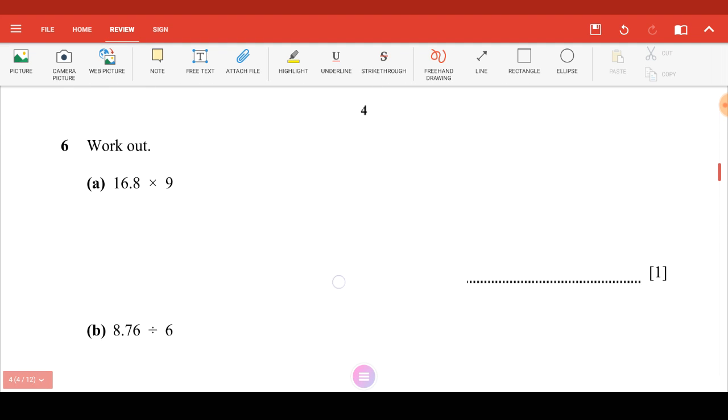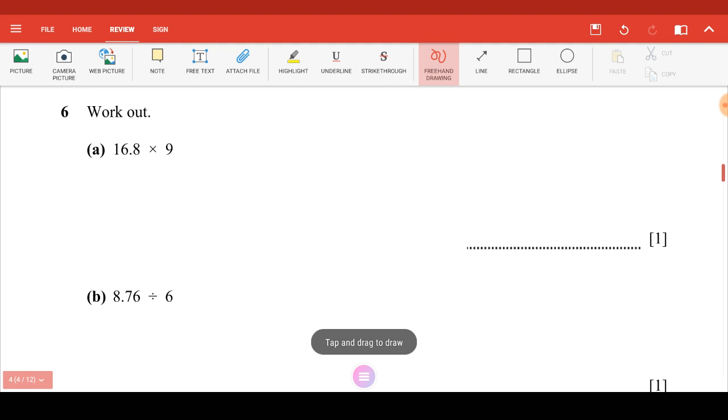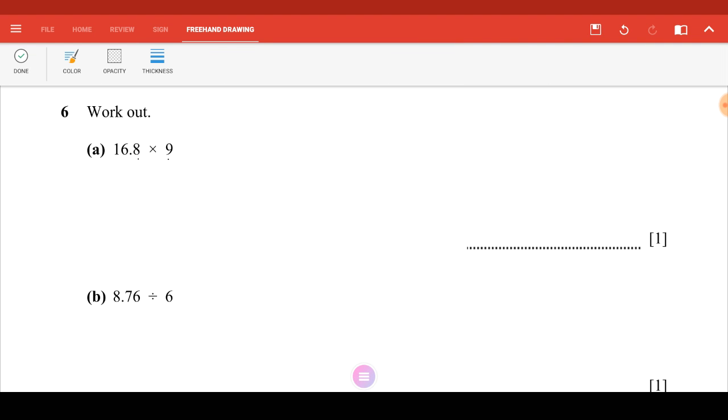Next, work out. This is usual multiplication. 9 multiply 8, it's 72. Now put a point. 9 multiply 6, 54, plus 7, 61. Grab 6, 5, 1. It's 151.2.